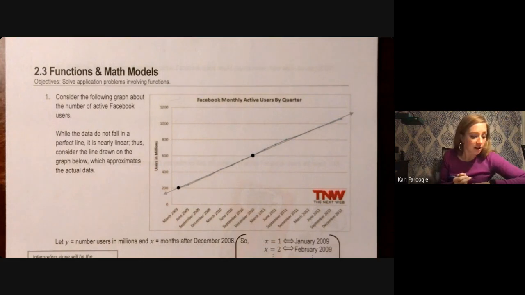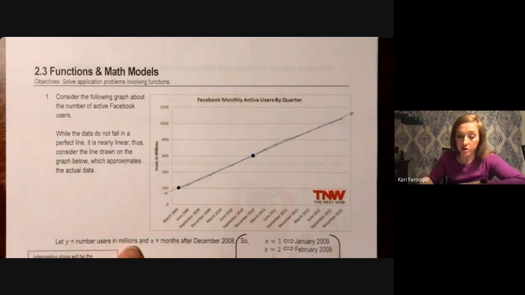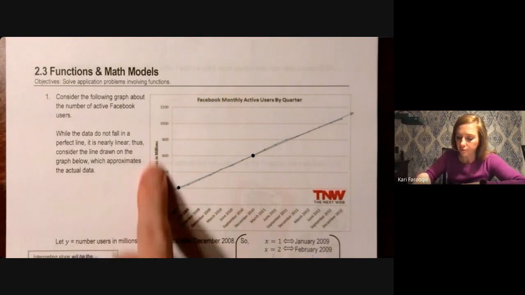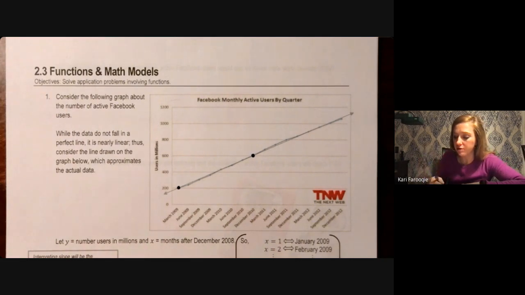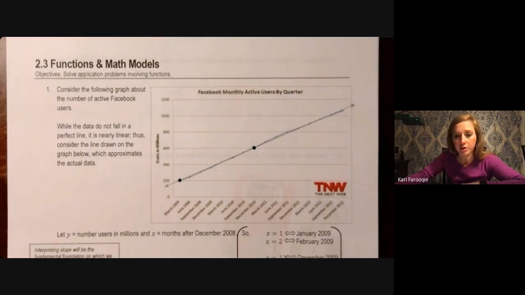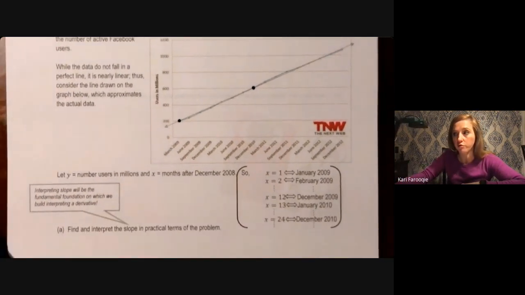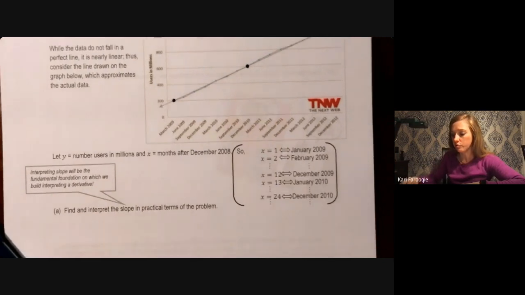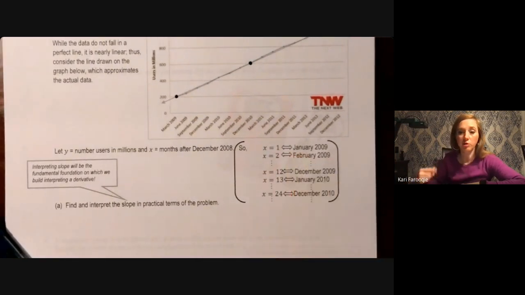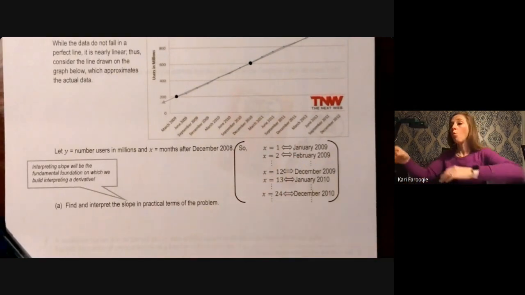All right, we're going to let y be the number of users in millions, and the x will be the months after December of 2008. So you can kind of see here off to the side, we have information about these different values of x, like x equals 1 will correspond to January 2009 because that would be 1 month after December 2008, so on and so forth.